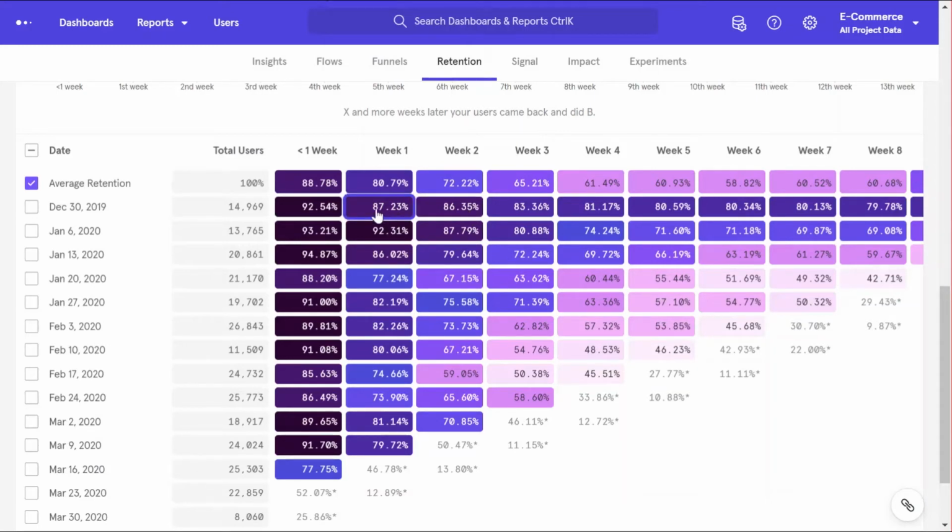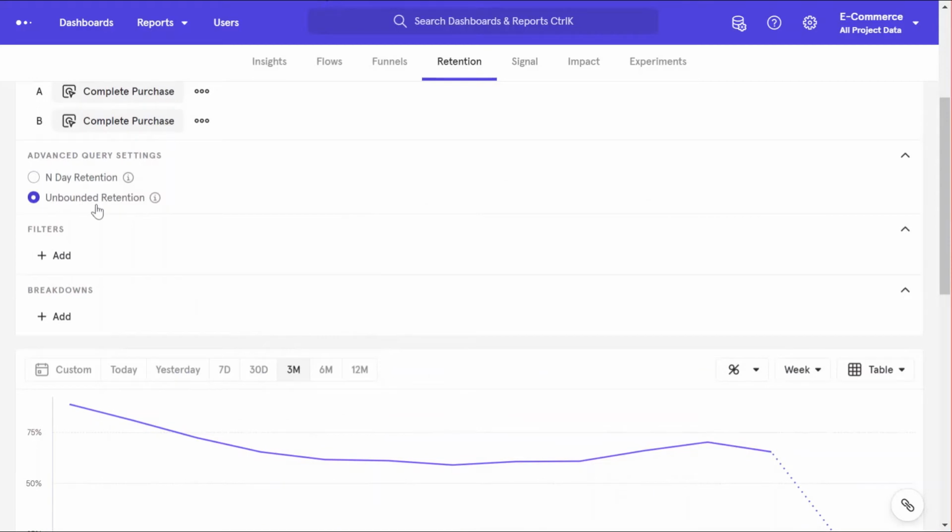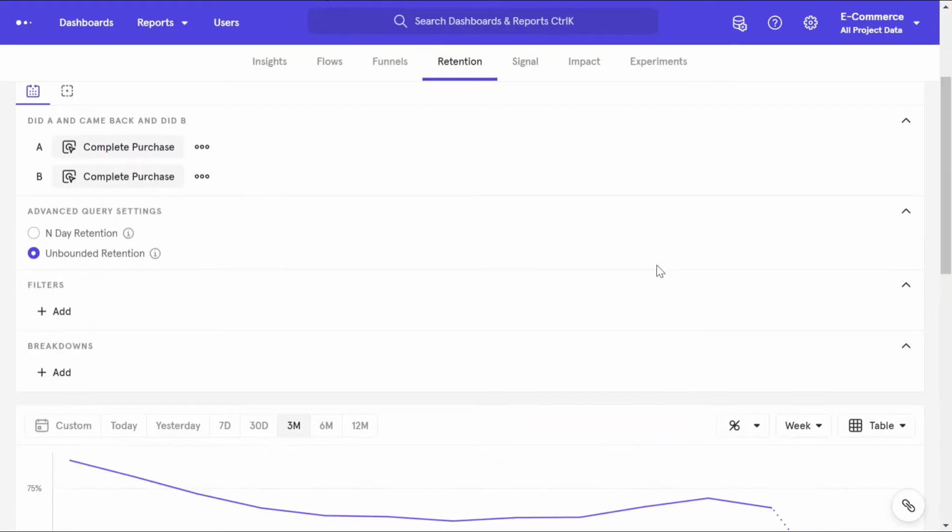Basically, in some cases, it may not matter whether they keep on placing order week after week, whether they keep on doing the event week after week. But what may matter is that they at all came back after week 1 or they at all came back after week 2. If that is the number that is important, then you may want to use the unbounded retention here. Most of the time I have used end day retention, but this can have its uses.